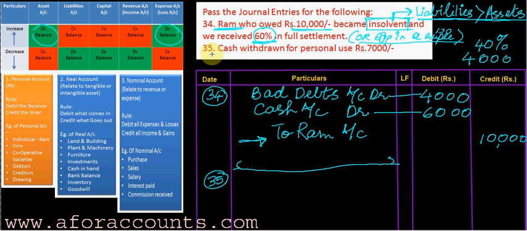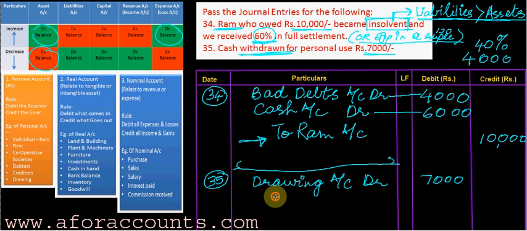Entry number 35. Cash withdrawn for personal use, rupees 7,000. What is withdrawal for personal use called? It is drawing. So drawing account debit 7,000. What is going out of the business? Cash withdrawn. Cash is going out of the business. Cash being an asset, when it is decreasing, you have to credit it. Credit to cash account 7,000.